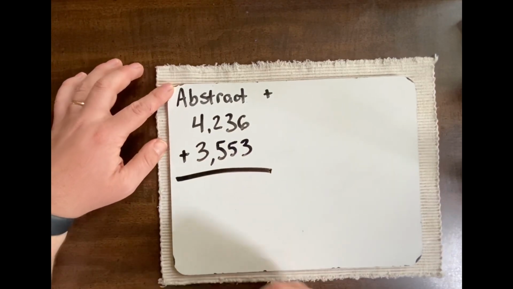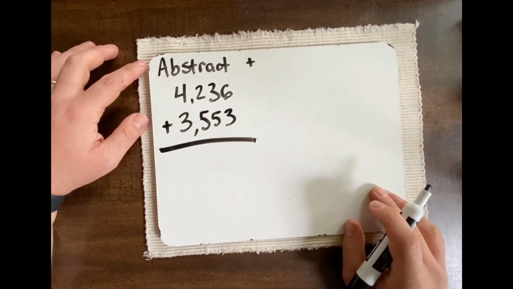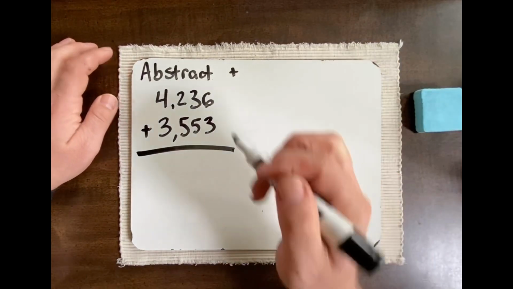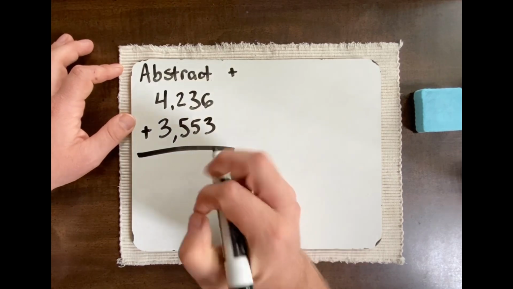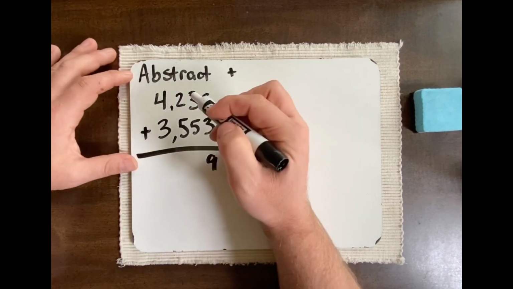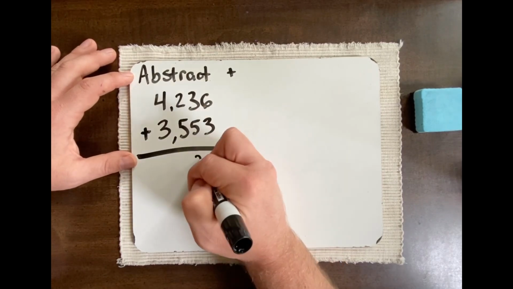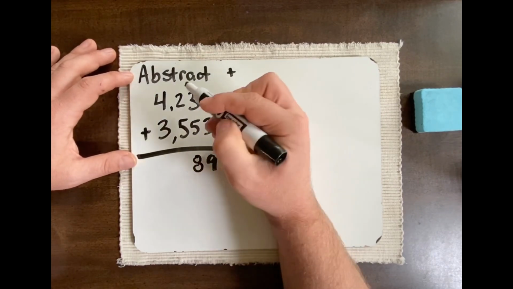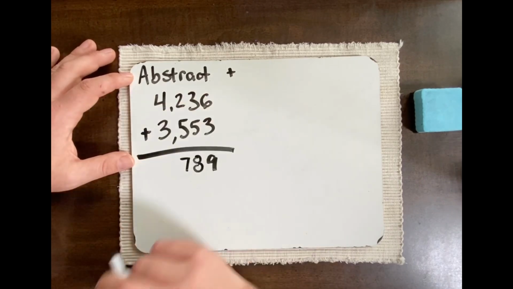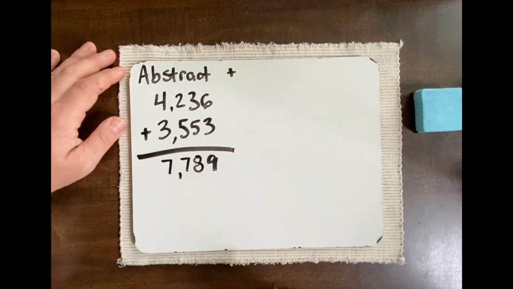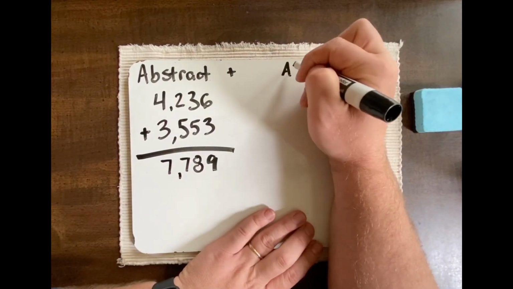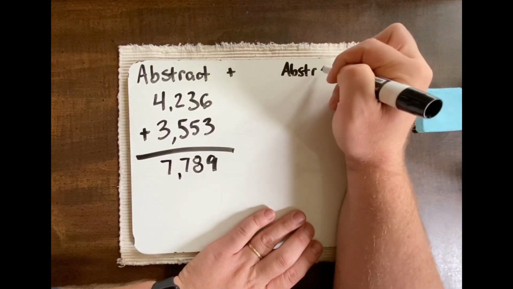So, with our first problem, in addition, subtraction, and multiplication, we always start with the units. 6 plus 3 is 9. 6 units plus 3 units is 9 units. 3 tens plus 5 tens is 8 tens, 80. 2 hundreds plus 5 hundreds is 700. And 4 thousands plus 3 thousands is 7,000. 7,789. Let's go check out abstract subtraction.